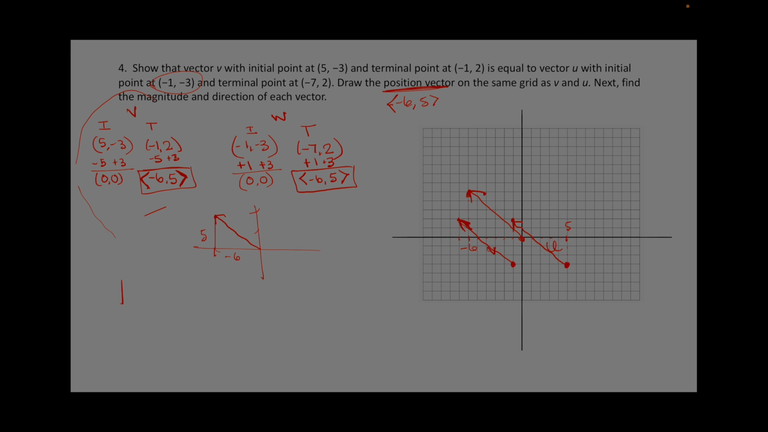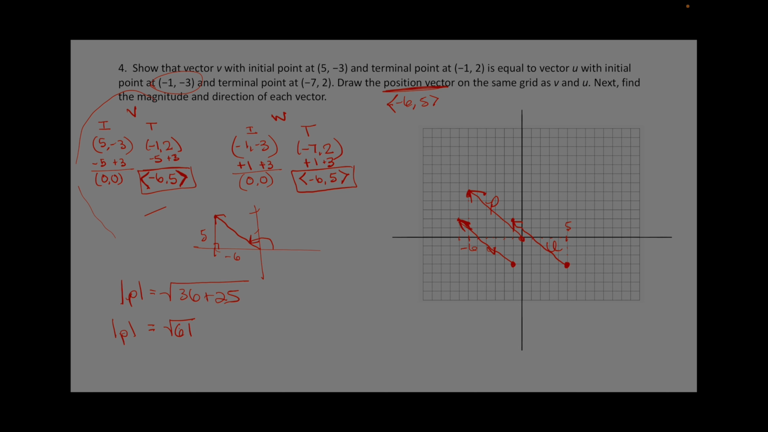I don't have a letter for it, so I'll call it P for the position vector. The magnitude is, if one leg squared plus another leg squared, a squared plus b squared equals c squared, so 36 plus 25 is 61. So the square root of 61 is the magnitude. Now let's talk about the angle. This is in quadrant 2.